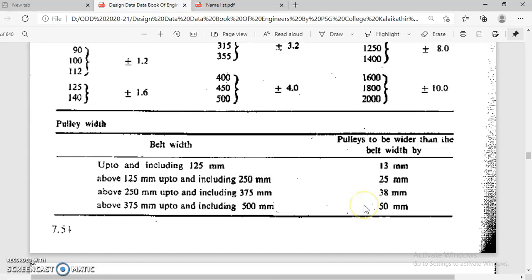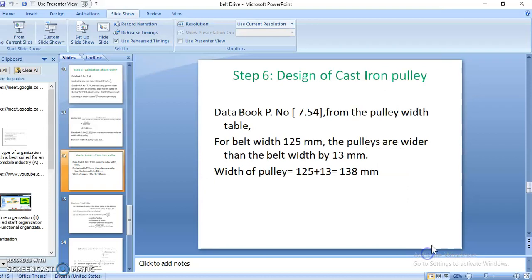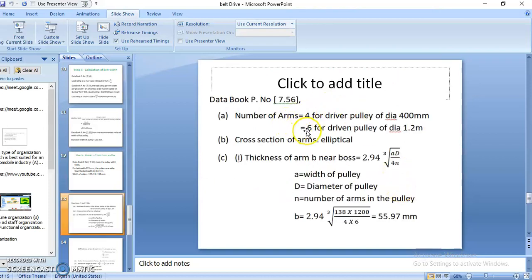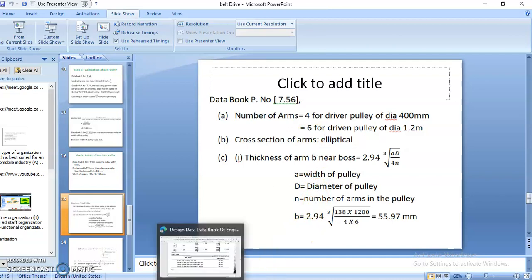Pulleys are wider than the belt. So to hold the belt, pulleys are wider by 13 mm from the belt width. So 125 plus 13, 138 mm. So width of pulley is 138 mm. Next we have to calculate all other details.